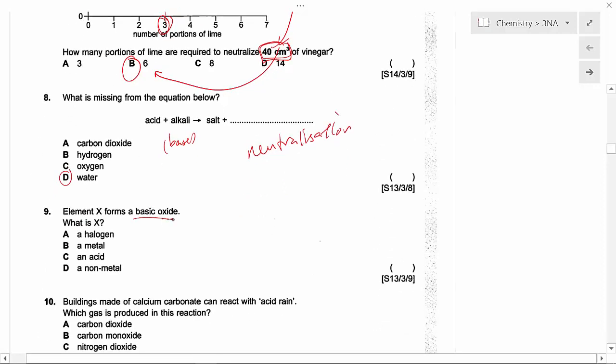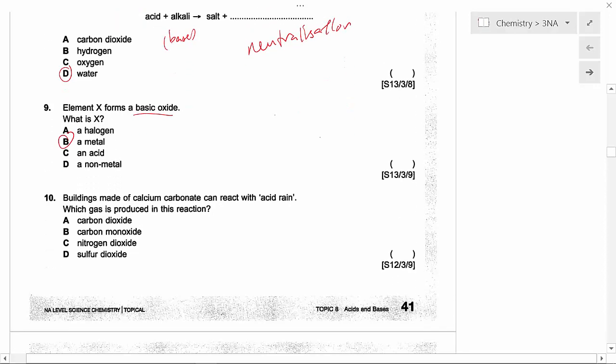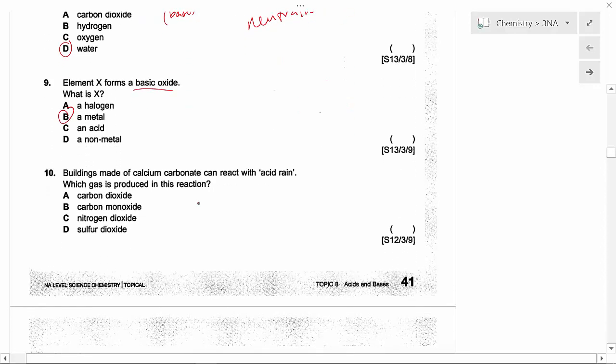Element X forms a basic oxide, so it has to be a metallic oxide. In this case, answer is B. Buildings made of calcium carbonate can react with acid rain. Carbonate and acid rain will react to form a gas called carbon dioxide, because carbonate plus acid forms salt, water, and carbon dioxide. You must know that.